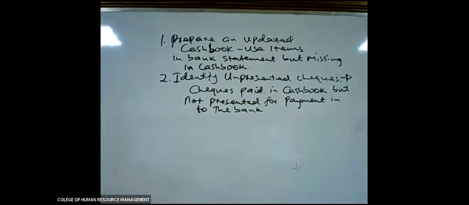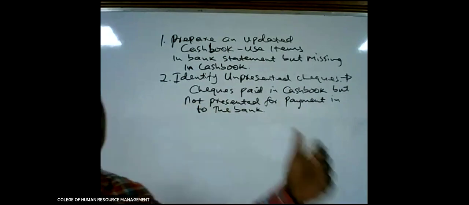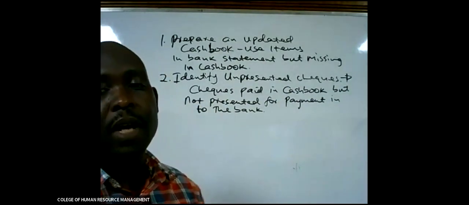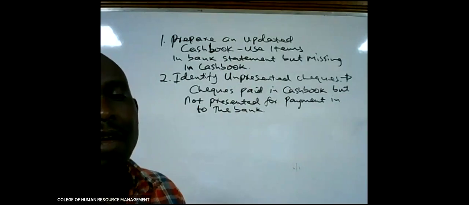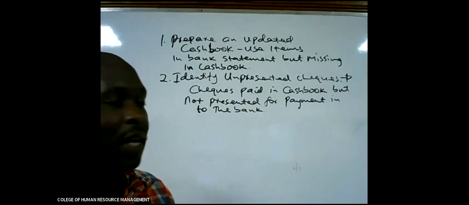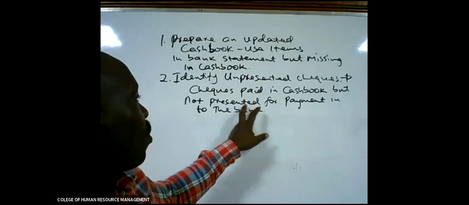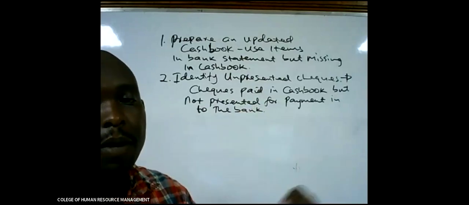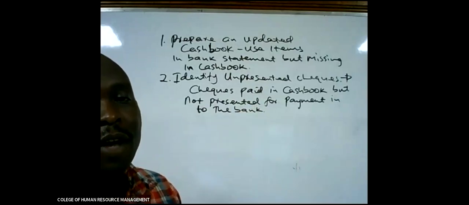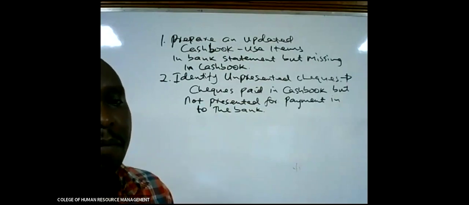To identify the unpresented checks, the checks that are paid. In the cash book, we have already paid them. We have captured them as an amount paid. But in the bank, that payment has not been effected because those checks have not been presented by the supplier for payment to be effected. That is step number 2.